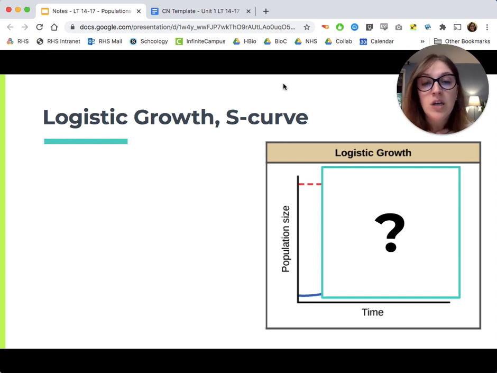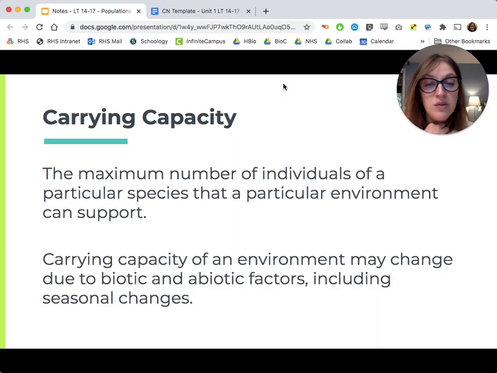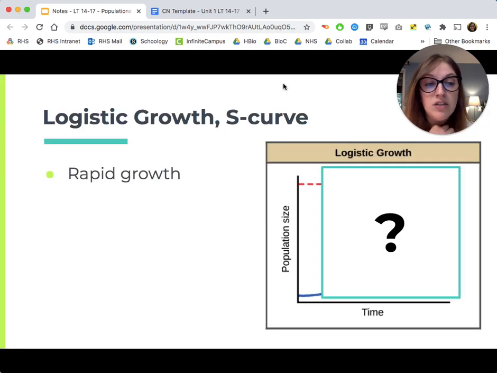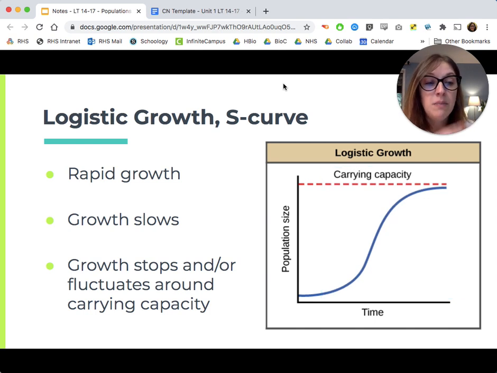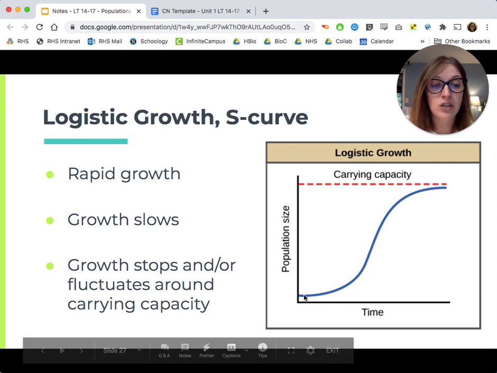Okay, so a logistic growth curve, in comparison to the exponential growth curve, is when there's rapid growth in a population at the beginning of establishment. Then growth slows down, and growth will stop and or fluctuate around the carrying capacity. Make sure you pause the video and illustrate this in your notes. So we call this the S curve because it actually looks like an S.